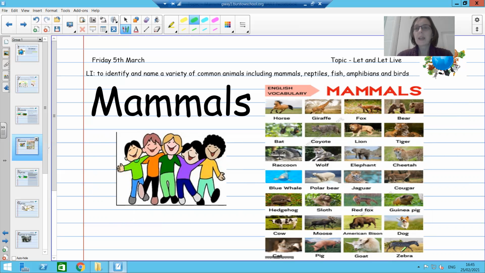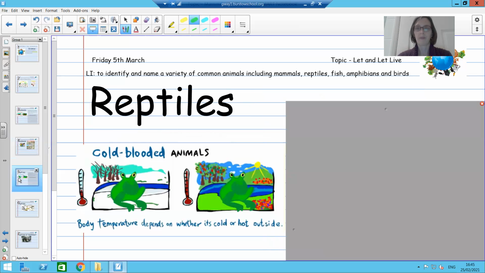Rhinos. Okay, so lots of different mammals all over the world. So let's see, reptiles, how do they differ from mammals? As I said, they're cold-blooded, so their body temperature does depend on whether it's cold or hot. If the temperature is cold, they will get cold, and then they'll have to go and find a nice spot of warm ground that they can sit on and let the sun's rays beat down on them to warm themselves back up.